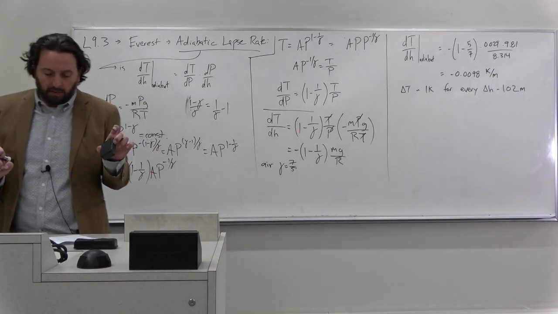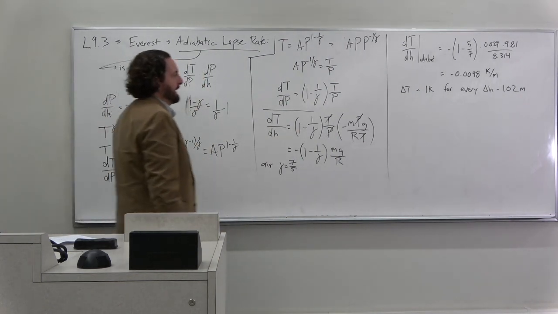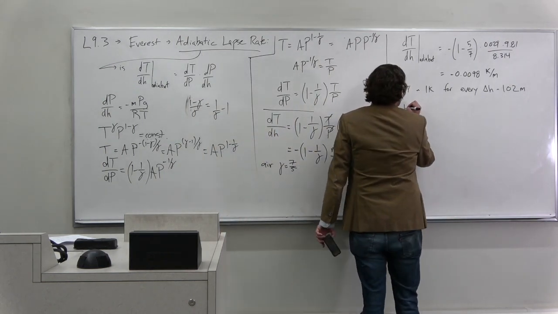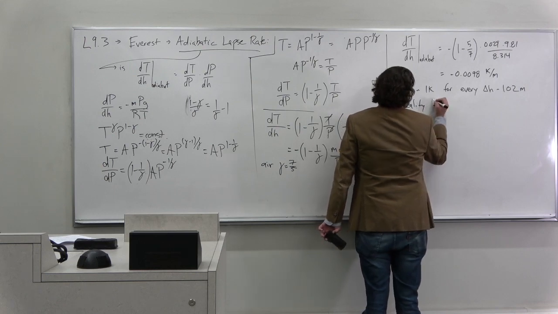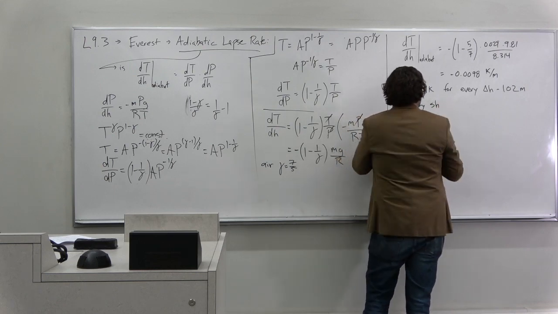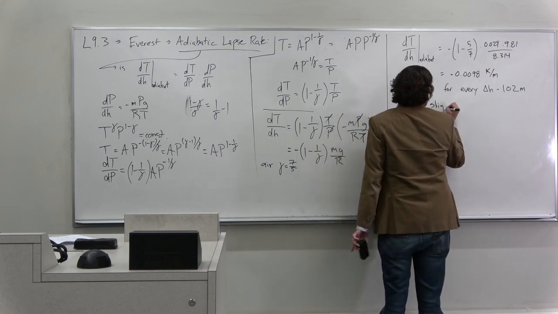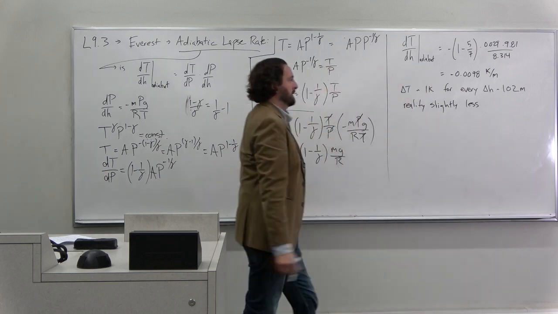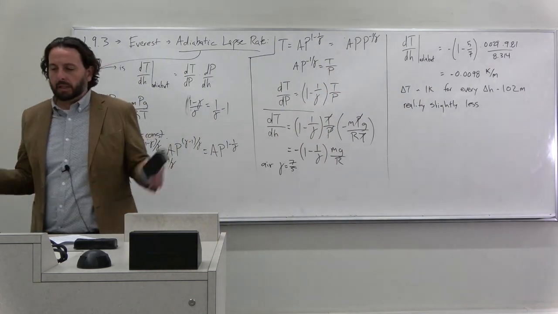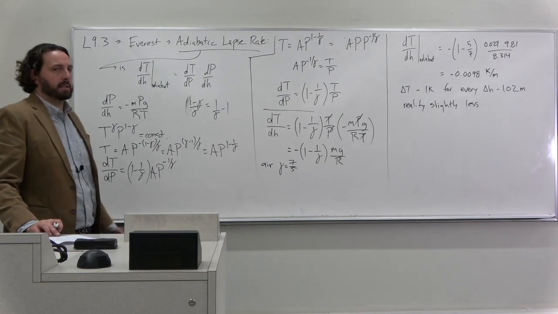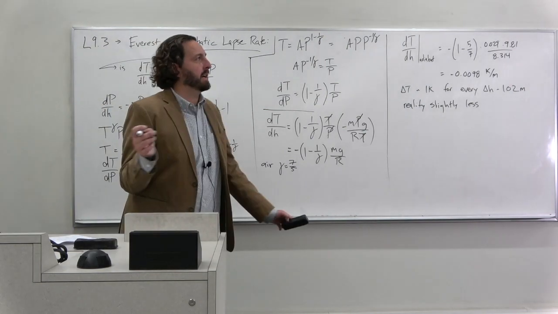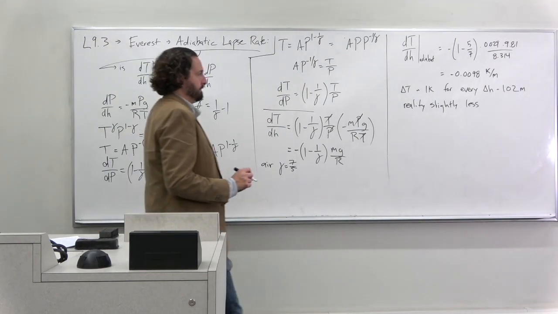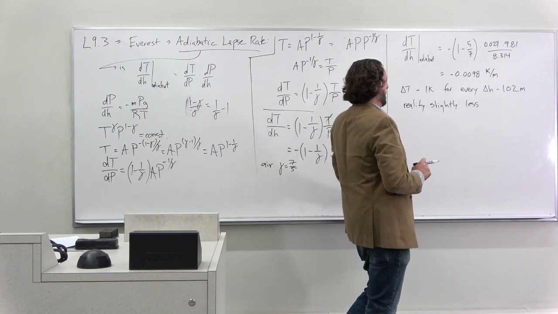Now, in actuality, the decrease is slightly smaller, right? So reality is slightly less. And that's because there is some heat exchange with the environment. So that's just going to keep it from dropping in temperature quite so fast. That's called the adiabatic lapse rate, and it's quite a fun thing to think about.